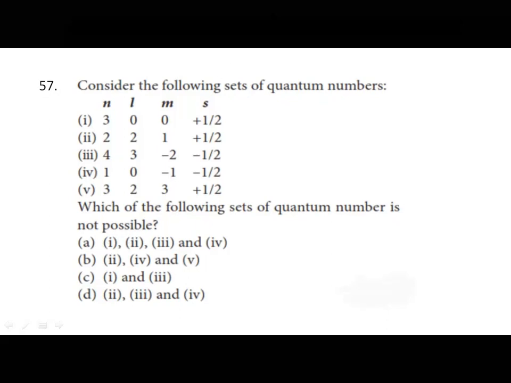Okay, let us see. Fine. So first option, if you see, n is equal to 3, L is equal to 0, M is equal to 0, and S is equal to plus half. So it represents 3. L is 0 means what? It represents 3s orbital.